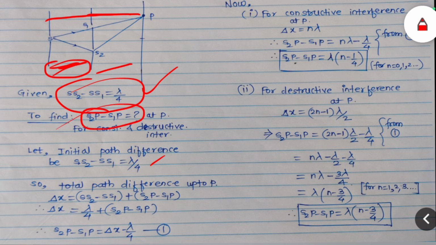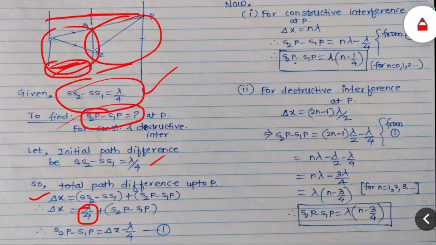Yes or no? Yes. So I have written here the total path difference up to point P will be delta x. Generally we take delta s. Yes, delta x is the path difference, so it will be the sum of both. Sum of both means what? S2 minus S1 of this side, and then another one, S2P minus S1P, of this area. So I have written it down. Now I know that S2 minus S1 is already given, that is lambda by 4. Now what is remaining here? That is S2P minus S1P.